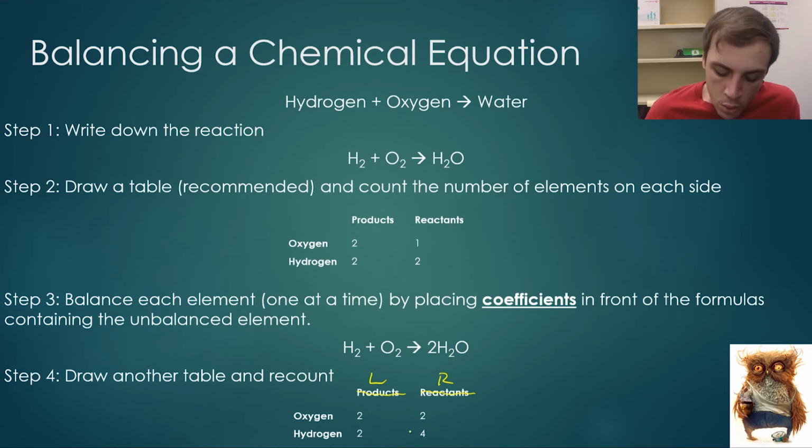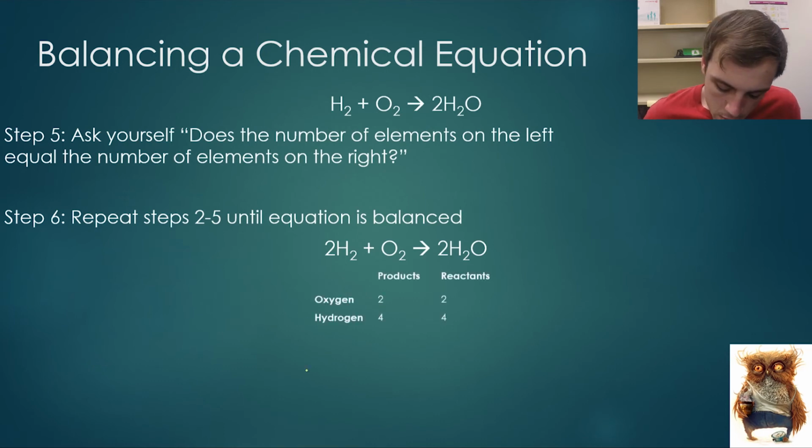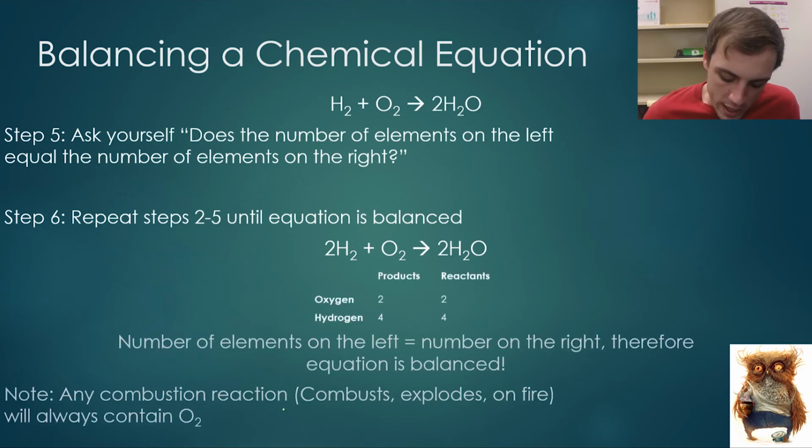So, we've overshot, okay? So now our hydrogens aren't balancing. That's okay, because we can just simply place a 2 in front of our hydrogen. So 2 lots of H2 will give us 4 hydrogens, 2 oxygens on the left, and then 4 hydrogens on the right, 2 times 1, 2 oxygens on the right. And therefore, our equation is now balanced.